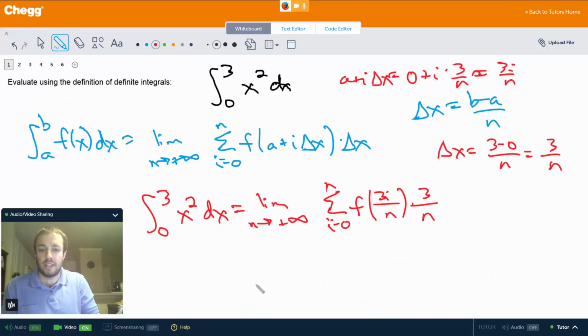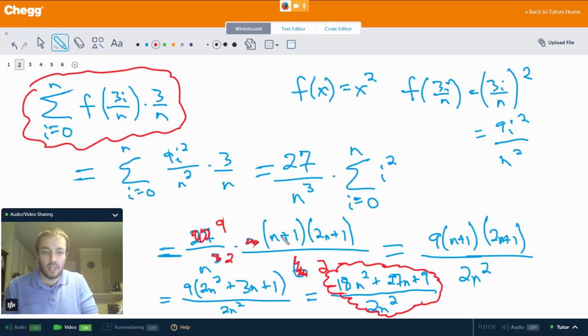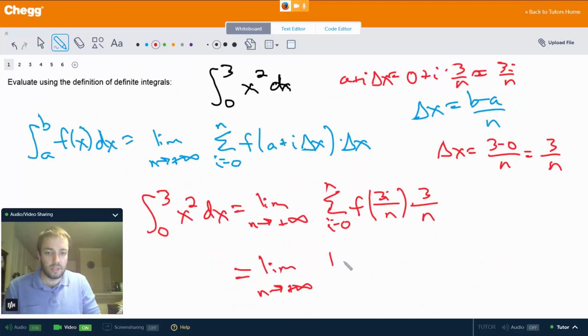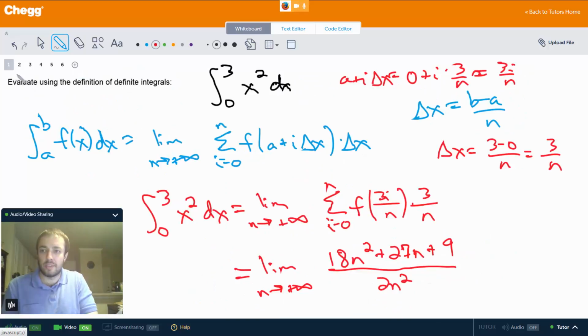So what we just found out then is that this equals the limit as n goes to positive infinity of 18n squared plus 27n plus 9, that's an n right there, all divided by 2n squared, right? Yes. Okay, now this is just pretty much the type of limit like you would have seen near the beginning of Calc 1, most likely.